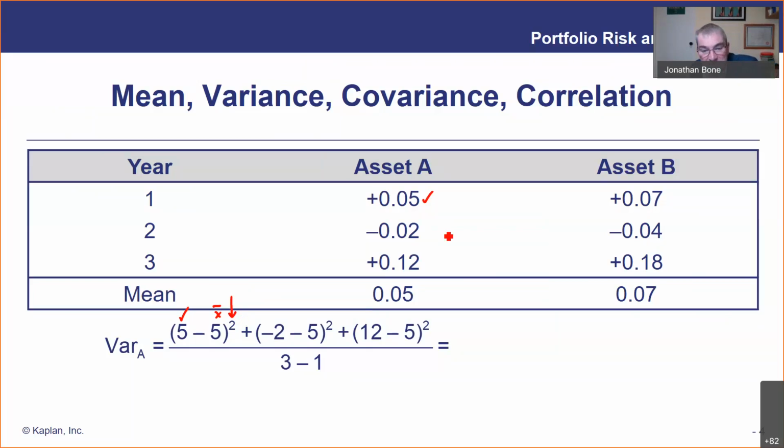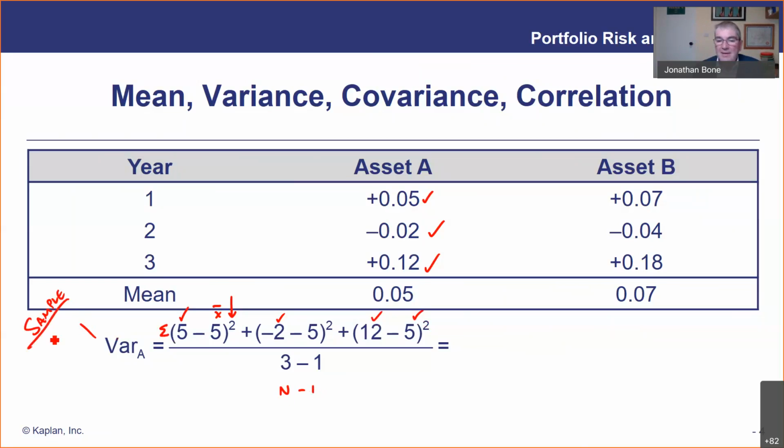So then we've got our next return, minus 2%. Okay, so there it goes. There's our minus 2%. Minus the mean return of 5%. So we end up with minus 2 minus 5 and square that. And then finally, our 12% minus 5 and square that. And then, of course, what we're going to do is sum those squared deviations from the mean. What we then do is divide by n minus 1. So n minus 1 is the number of observations minus 1. Why? Because we're trying to get the sample variance.